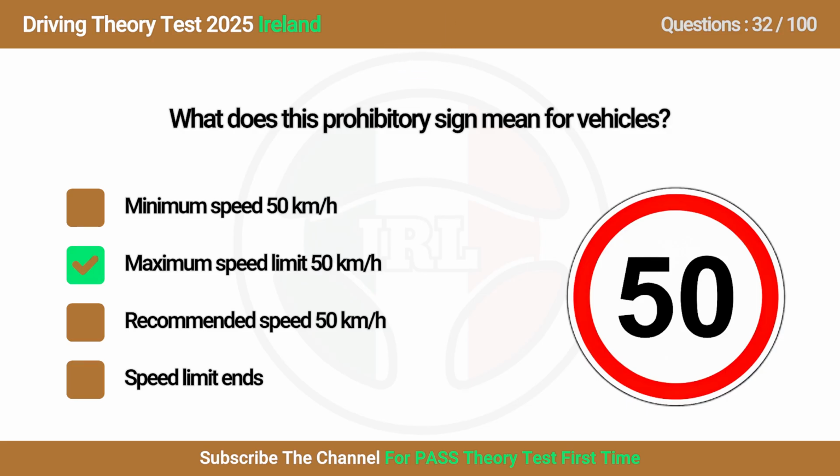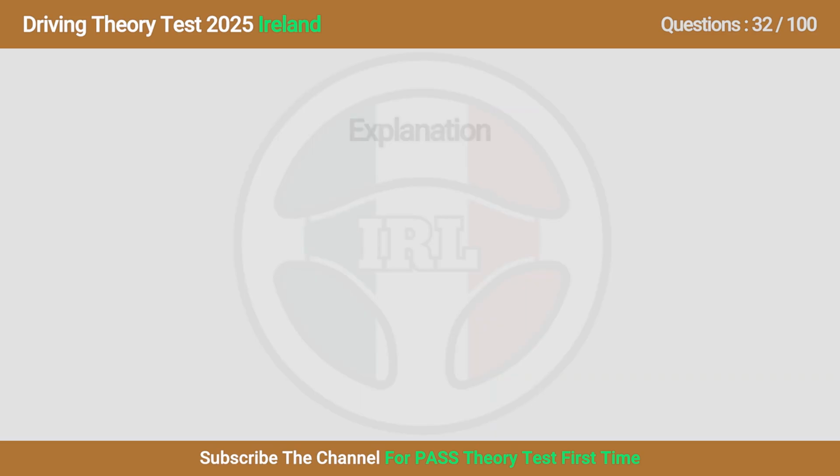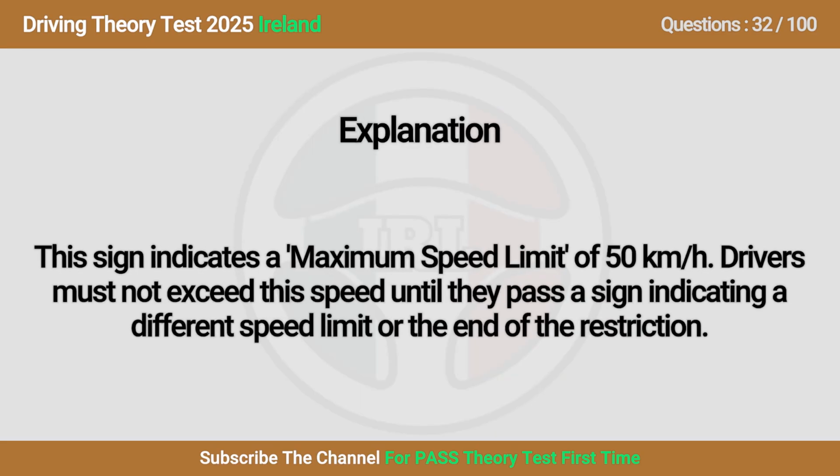Answer is B. Maximum speed limit 50. This sign indicates a maximum speed limit of 50. Drivers must not exceed this speed until they pass a sign indicating a different speed limit or the end of the restriction.